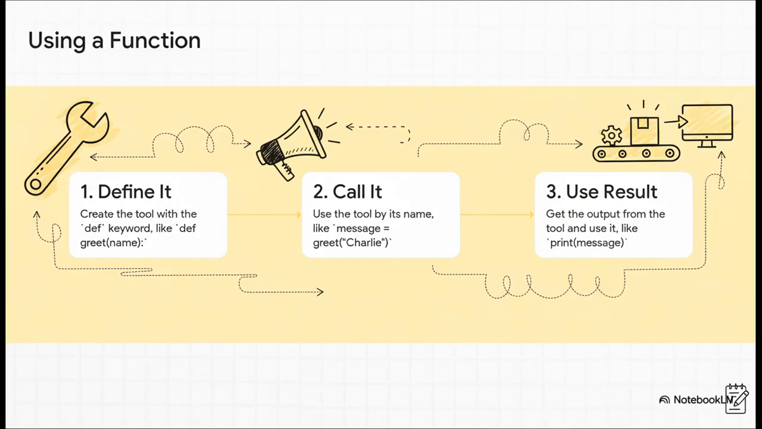A function is basically a mini program that you can run whenever you want. It's a really simple three-step process. First, you define it. This is where you actually build the tool and tell it what to do. Second, you call it. That's just using the tool by its name. And finally, you use its result. The function does its job and gives you something back that you can use. It's such a simple but powerful way to stop writing the same code again and again.